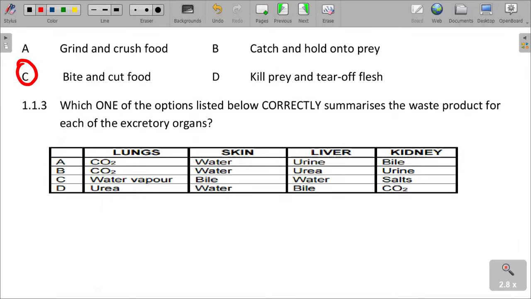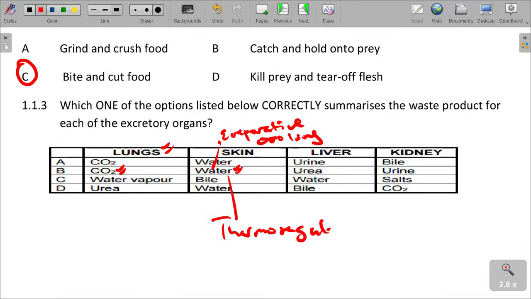And the liver is responsible for urea, and the kidney facilitates urine excretion. So what we need to understand is that the lungs are responsible for carbon dioxide. The skin releases water. We say this is for evaporative cooling of the body, which, we need to understand, has to do with thermoregulation, temperature regulation.